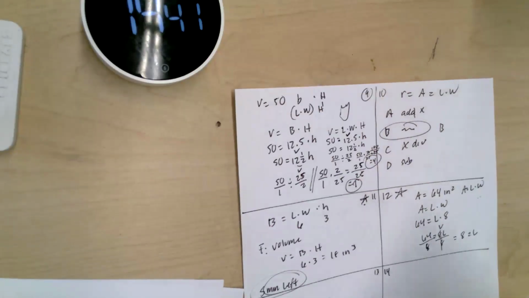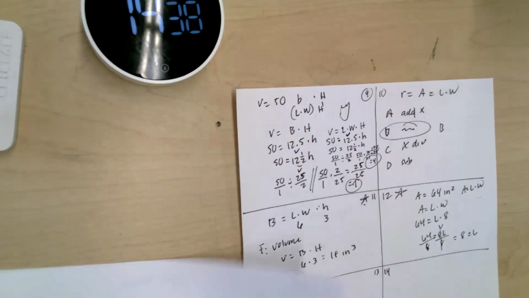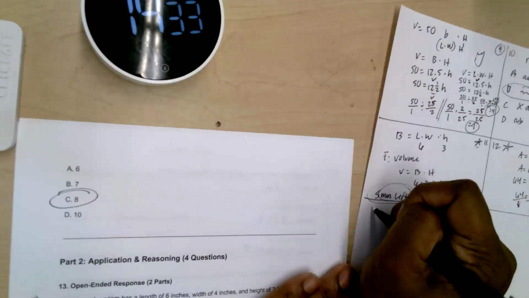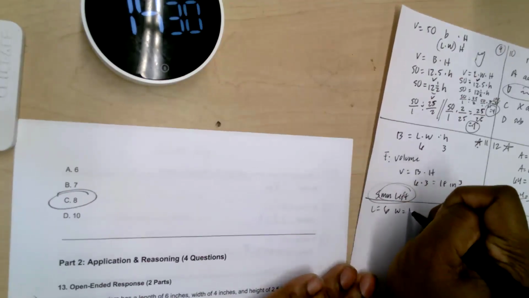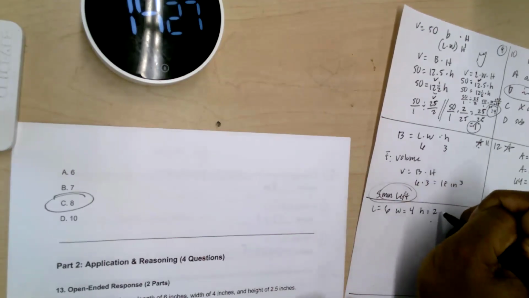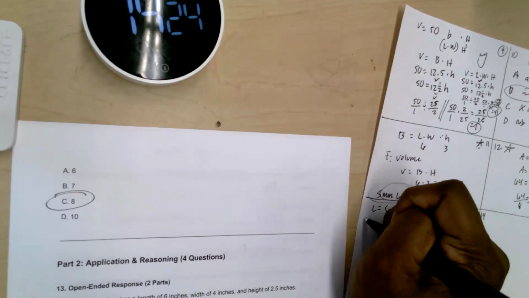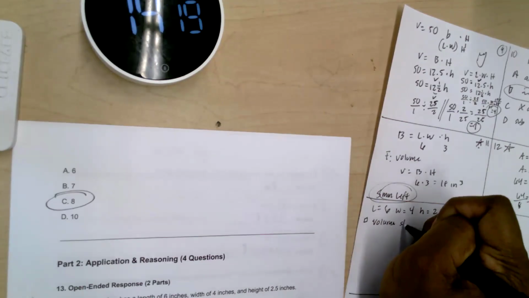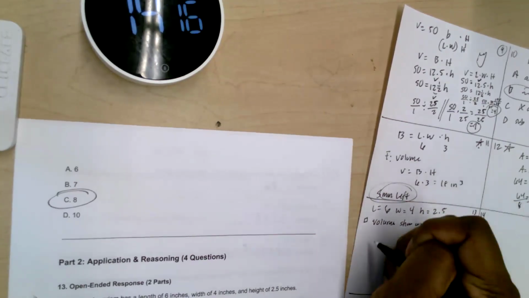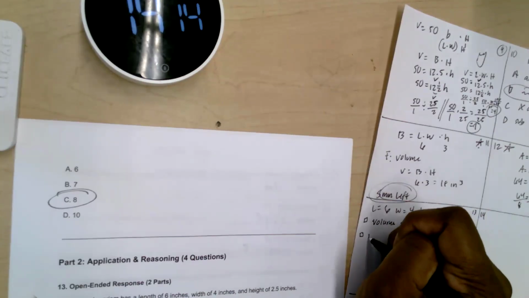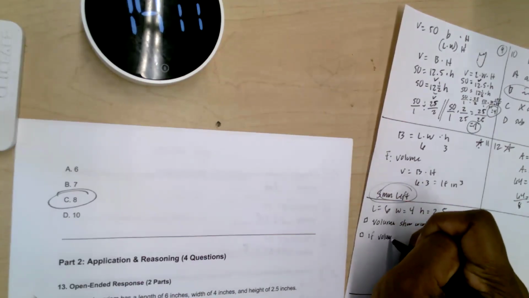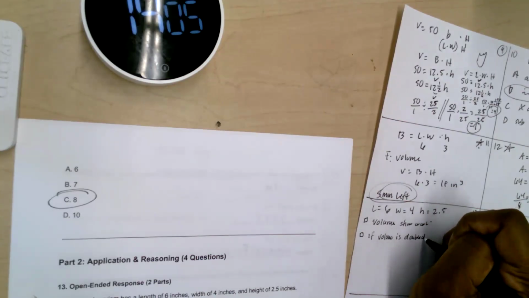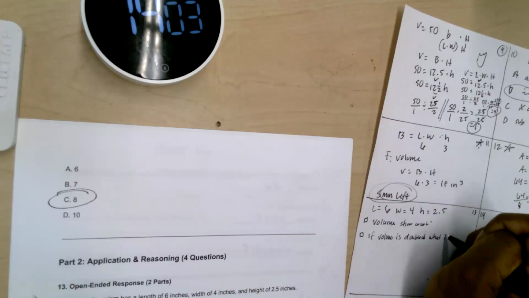I'm on number 13, which is an open-ended response. So I have to be very clear about this. A rectangular prism has a length of 6, width of 4, height of 2.5. Find the volume and show work. And then part B says if volume is doubled, what is height?